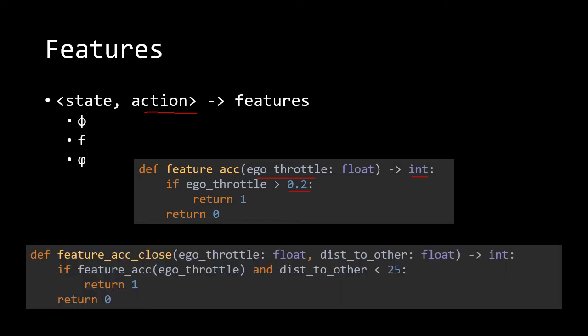A maybe more complicated one, feature acceleration when you are close. So here again, you take some information about the action you've decided, you take some information about the state you were in, the distance to other vehicles, and then you decide, well, does the previous feature hold, so are you accelerating? And if you are accelerating and at the same time the distance is quite small, again a threshold, then I return 1, and I return 0 otherwise. So just to mention, I will be using some features in the following, just a mapping. You extract information from this pair of state and action.